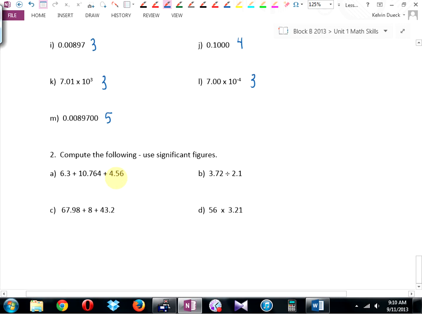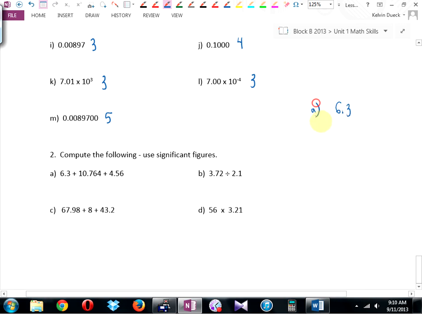Number 2 says, compute the following using sig figs. You know what? I'm going to do A and C because those are adding, same skill. And then I'll do B and D because those are multiplying, dividing, same skill. So if I'm doing A somewhere off in the margin, I would rewrite these vertically.